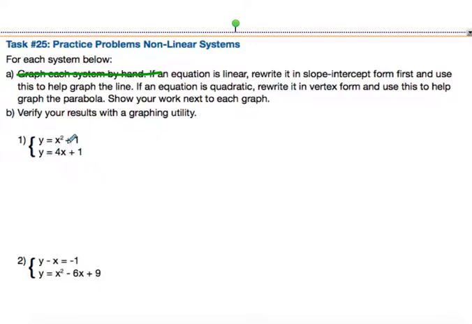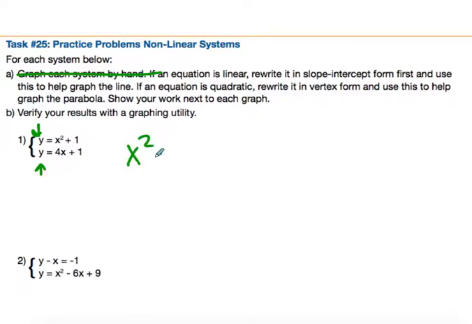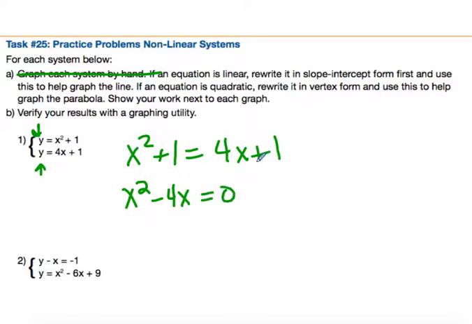At this point, it's going to be easy for some of you to do this. If y equals y, y is the same thing here and here. You can do x squared plus 1, which is y, would equal 4x plus 1. Then solve. Since I have an x squared and an x, I have to get everything to one side. So I'm going to subtract 4x, and I'm going to subtract 1. If I subtract 1 from both sides, it goes to 0. So now I have this to solve.